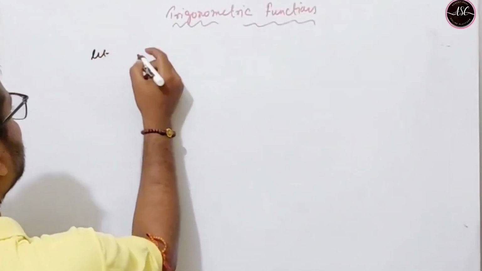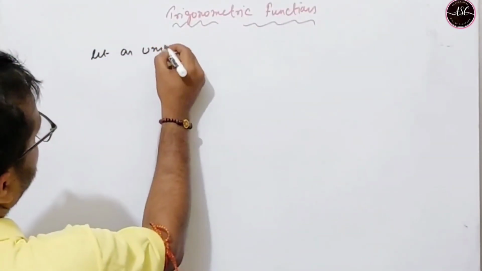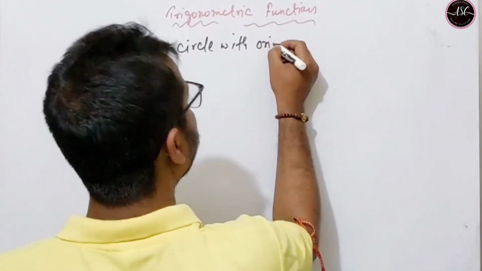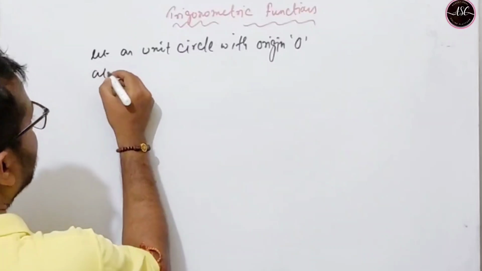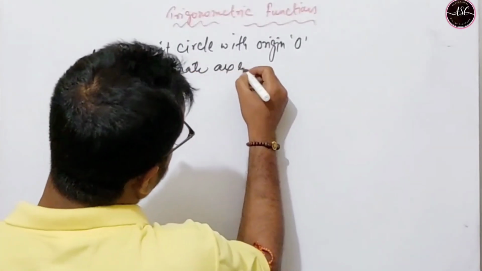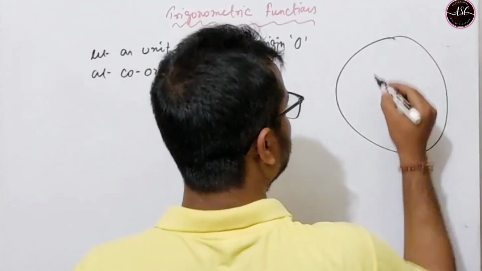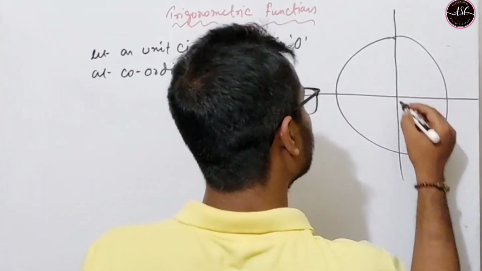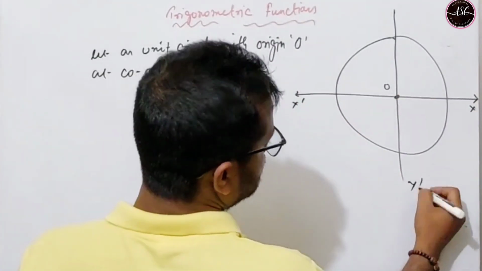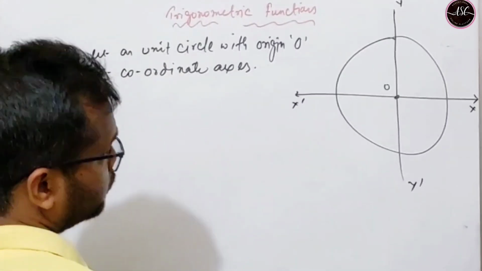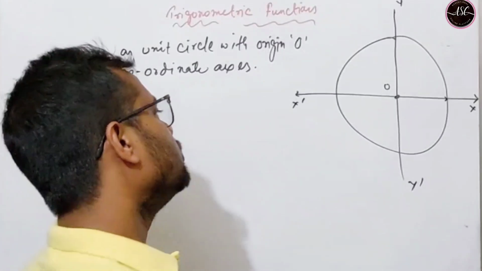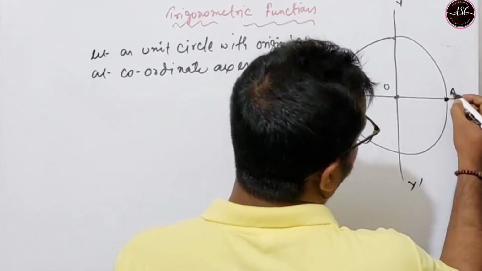Let there be a unit circle with origin O and coordinate axes. Now we draw the circle. This is the center O. This is the x axis. This is y dash, this is y. As it is a unit circle, let a point A be here.